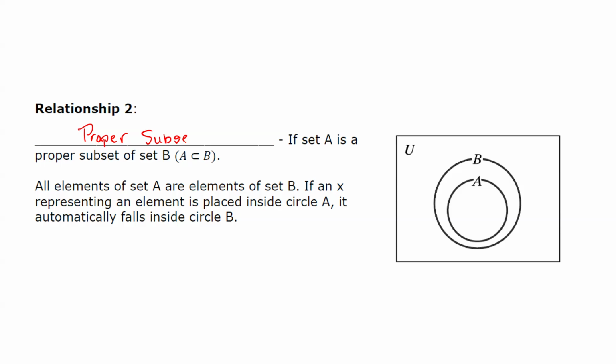proper subsets. So if set A is a proper subset of set B, then we would use the appropriate symbol. A is a proper subset of B. So visually in a Venn diagram, if all elements of set A are elements of set B, and if an X representing an element is placed inside A, then it's automatically in set B because A is a subset of B, and that is a proper subset.